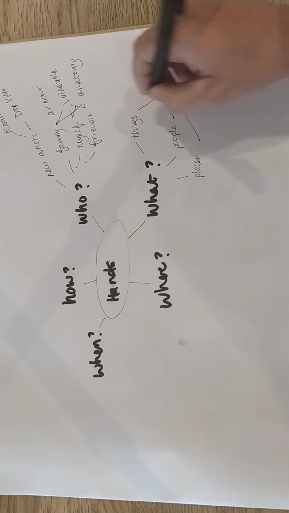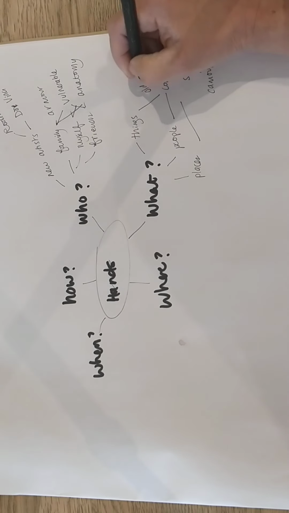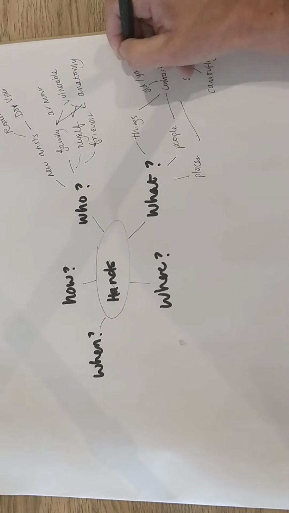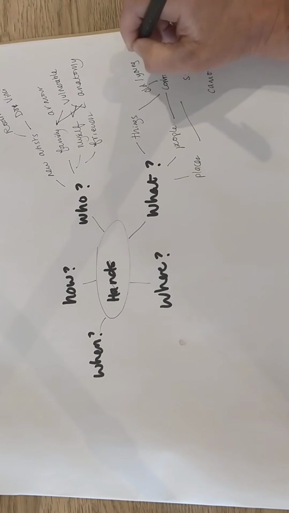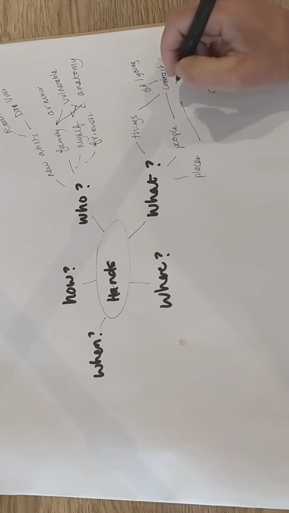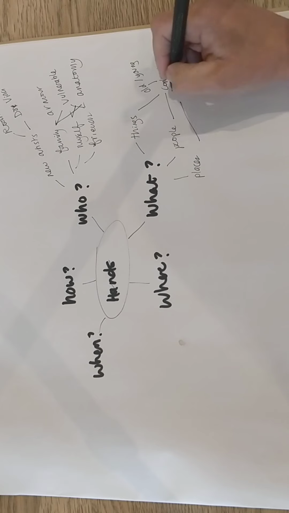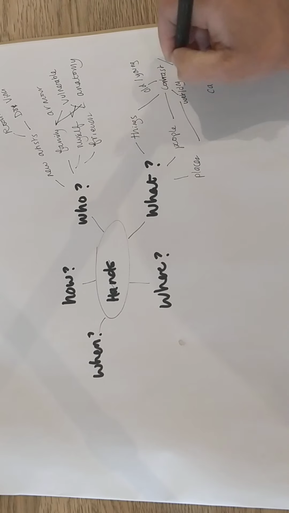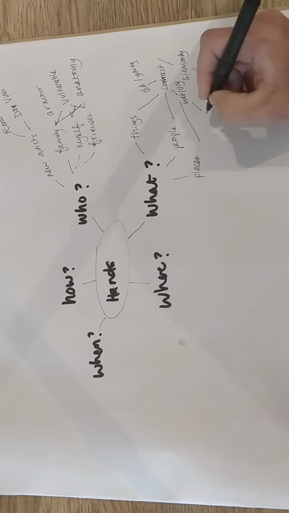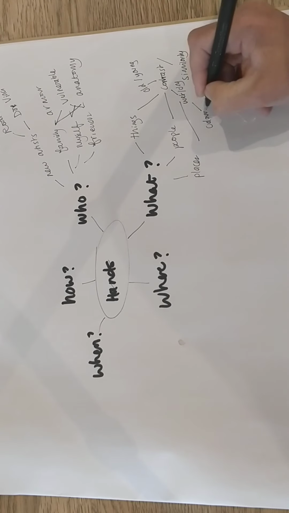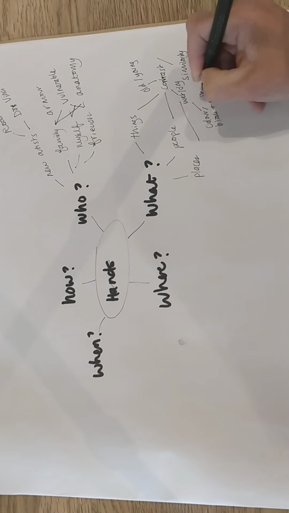So contrast could be, what could that be? Old and young. Wet, dry. Colour, black and white. Okay.